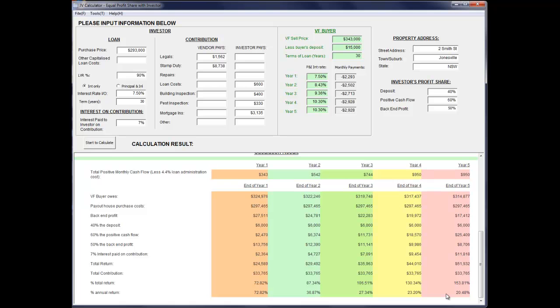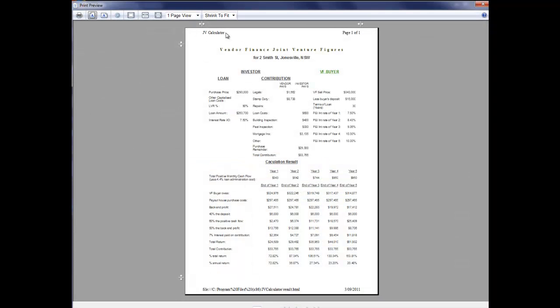good-looking percentage earning rate. That's what you get on the screen in front of you, but you need something to talk through the process with your investor. So up here, in this case, file preview. It could have been print, but we'll preview it here. Here is the one-page report that the software prints out for you to go through the transaction with your investor.